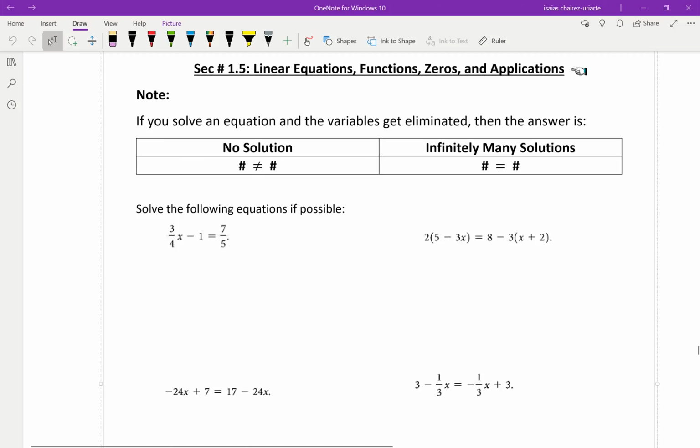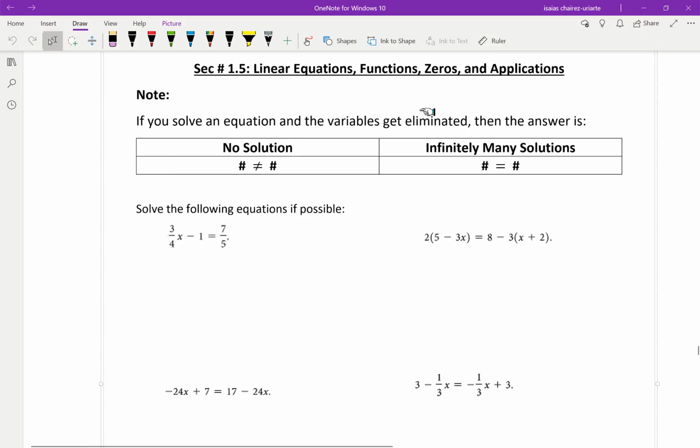Alright, so this is section 1.5. Here we're going to talk about solving linear equations and some applications of linear equations. This is the first part of this video. In the first part we're just going to be solving some equations and talking about the details of solving the equations. In the next part we will be solving some application problems.